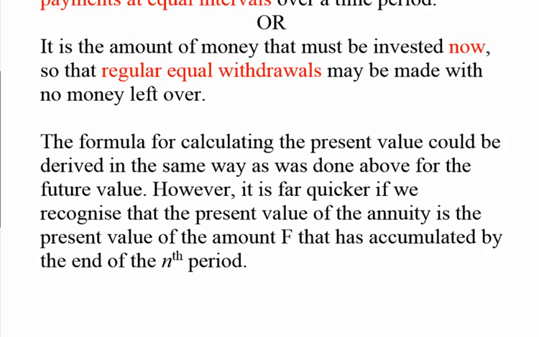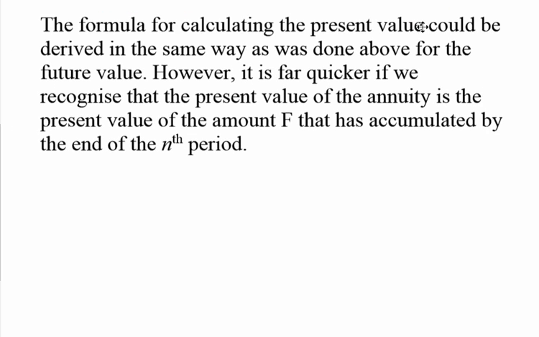Now we could go and calculate the formula for present value in a very similar way using a geometric series that we did for future value. However, it's far quicker now if we recognize that the present value of the annuity is the present value of the amount F, our future value, that has accumulated by the end of the nth period. So we're going from F back to P. Let me show you what I mean.